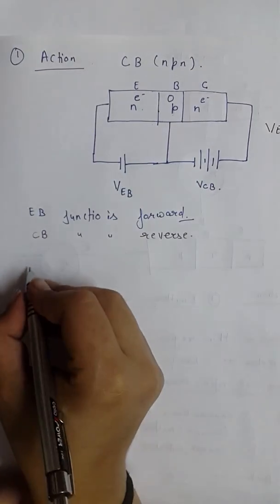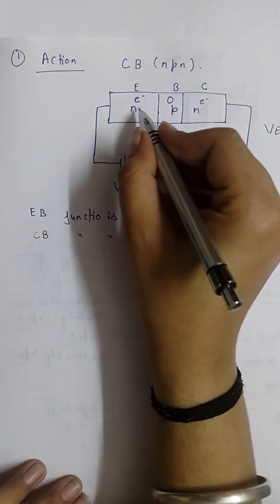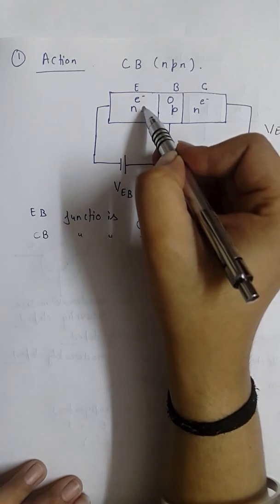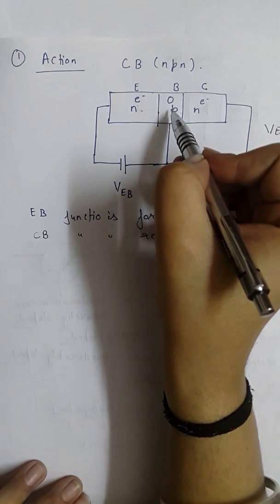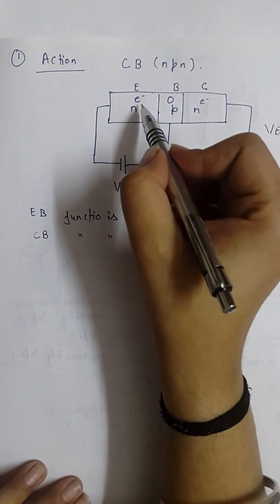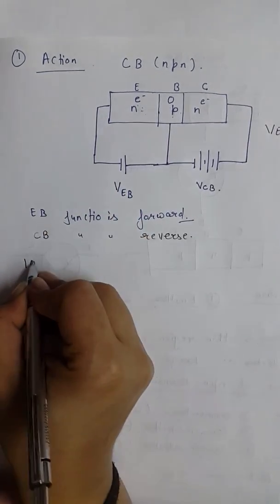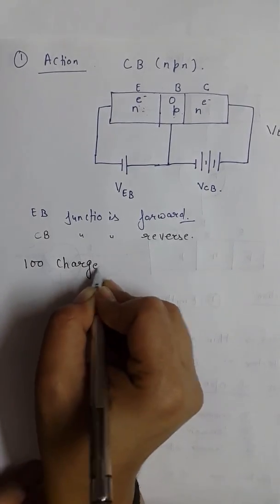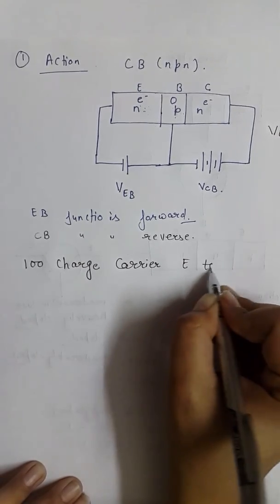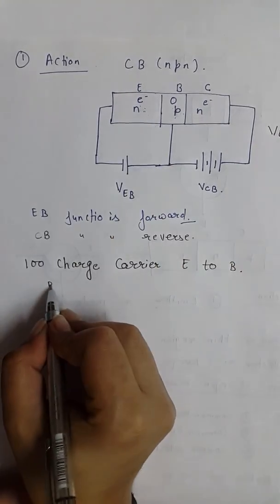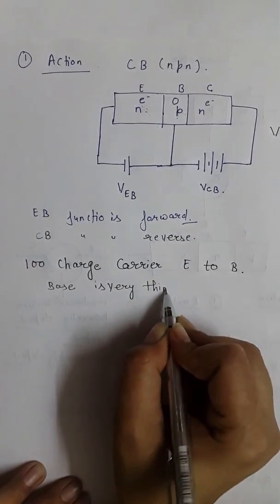Okay, for the forward junction, what do we do? We increase the battery. As soon as we cross the barrier potential, the charges will start flowing from E to B, from N to P. Electrons will start moving towards the base. As this junction is forward biased, electrons will start flowing from the emitter to the base. Let's consider that 100 charge carriers start flowing from E to B. Now, as my base is very thin, so what happened?